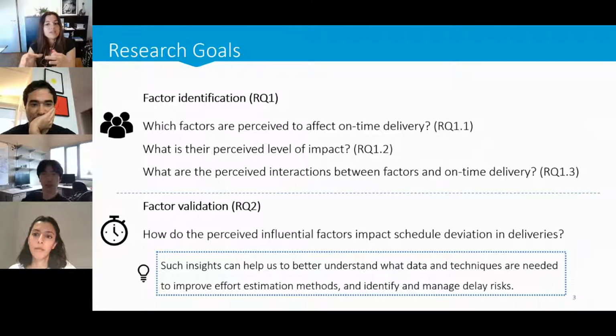And identifying, investigating, validating factors can lead to valuable insights on what data and techniques are needed to become more predictable at delivering software. And can also help software organizations to design more effective and efficient strategies for scheduling and risk management. And such knowledge can also guide future research on building, evaluating, improving effort estimation techniques and tools.